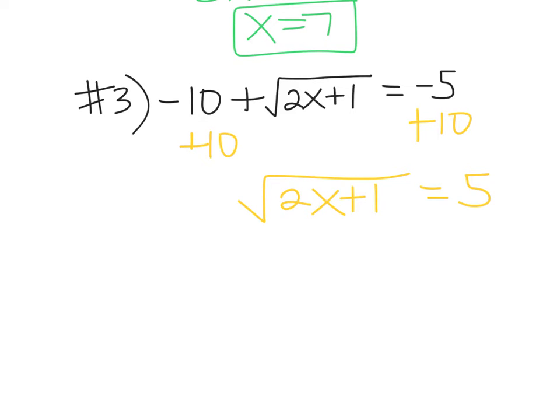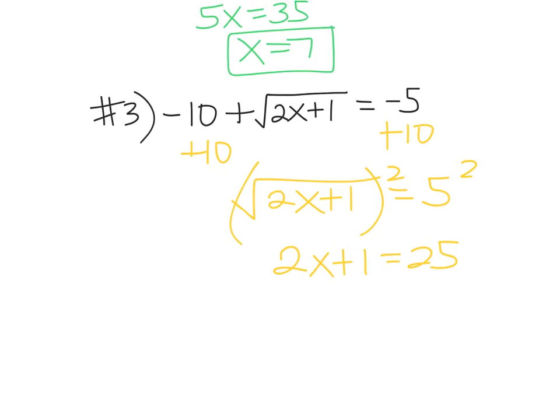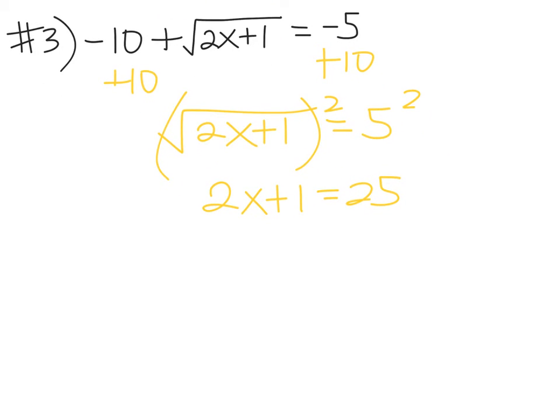Okay. Isolate the radical. Now, square both sides. Yes. Square and square. 2x plus 1 is 25. And then, if you can do this part in your head, be my guest. Subtract 1 is 24. Divided by 2 is 12. How many people got 12 on that one?